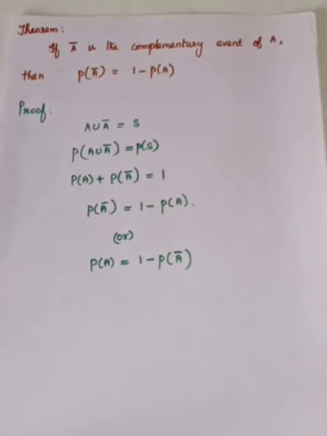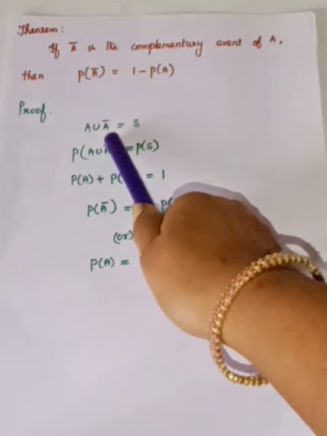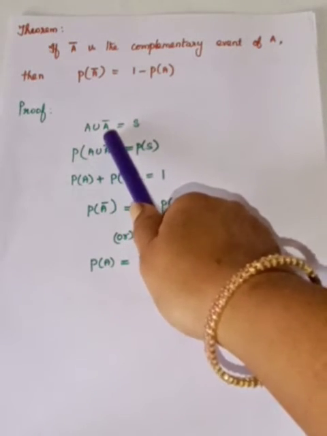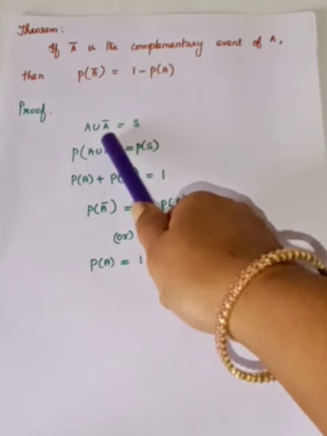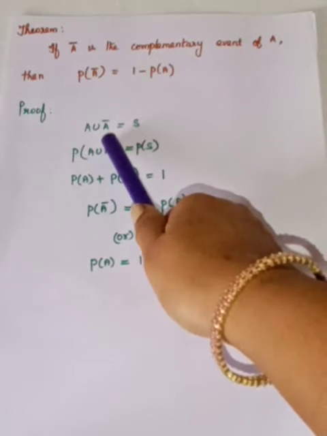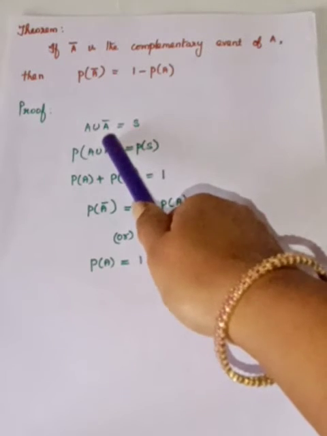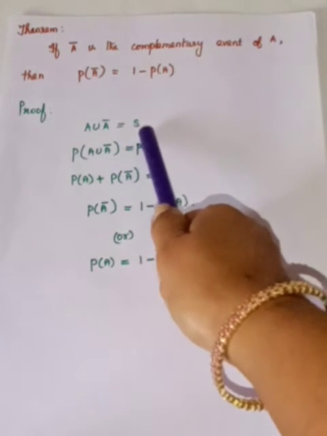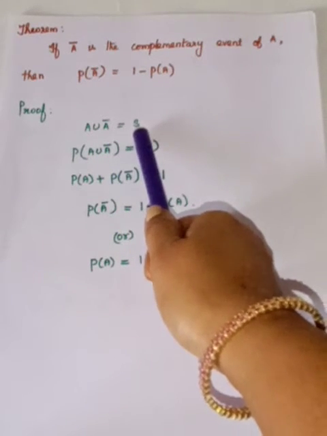Okay, so we'll go to the next theorem. If A bar is the complementary event of A, then P of A bar is equal to 1 minus P of A. So see now, here you consider A union A bar. You know that A bar is what? It's a set consisting of the elements which are not in A. So A union A bar is equal to, yes, if you join A bar, you will get the sample space.